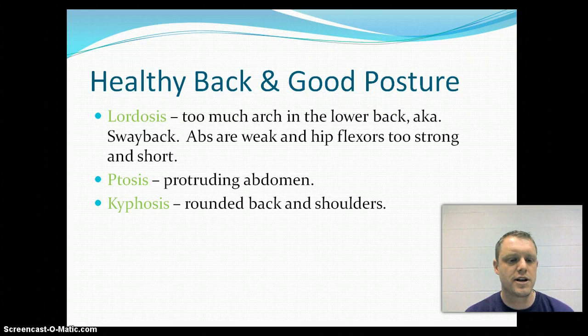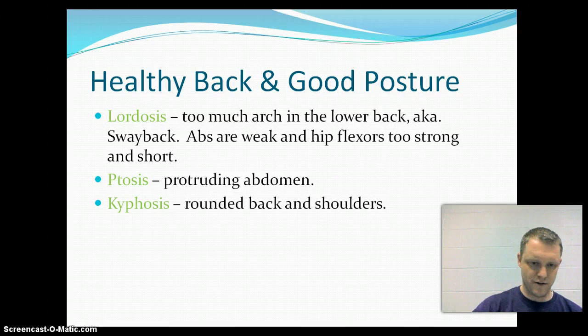And the next one, kyphosis, rounded back and shoulders. You see those people that sit in this position all the time. That's all they can do. They cannot sit tall with their shoulders up and back. That is kyphosis.